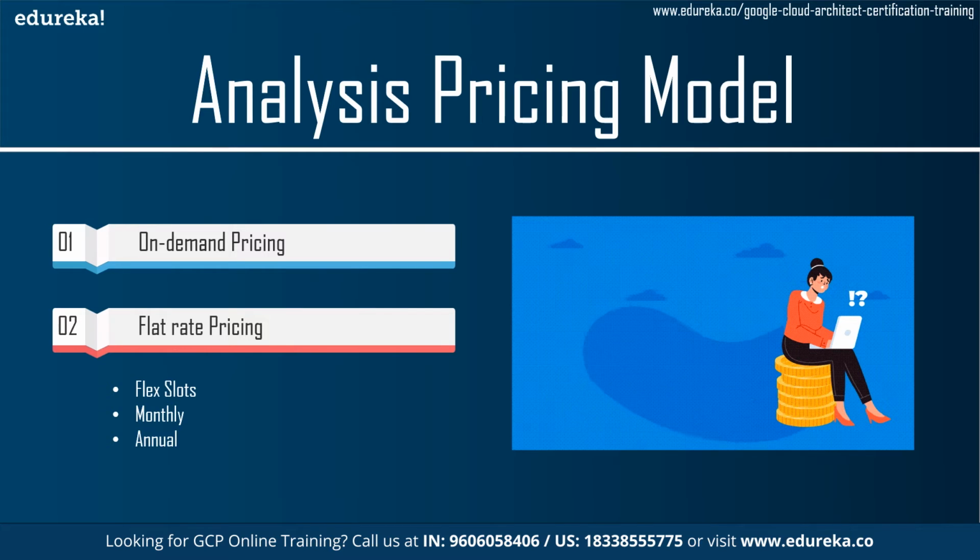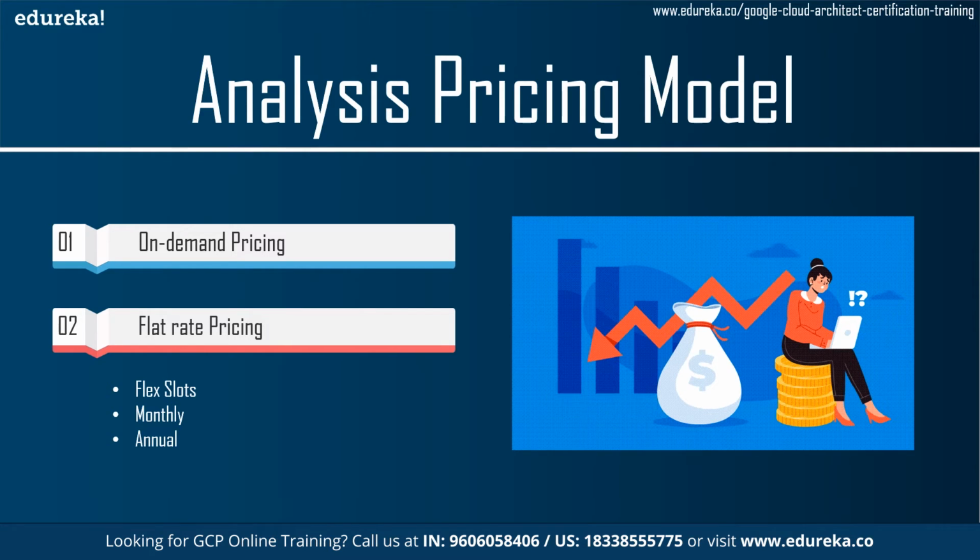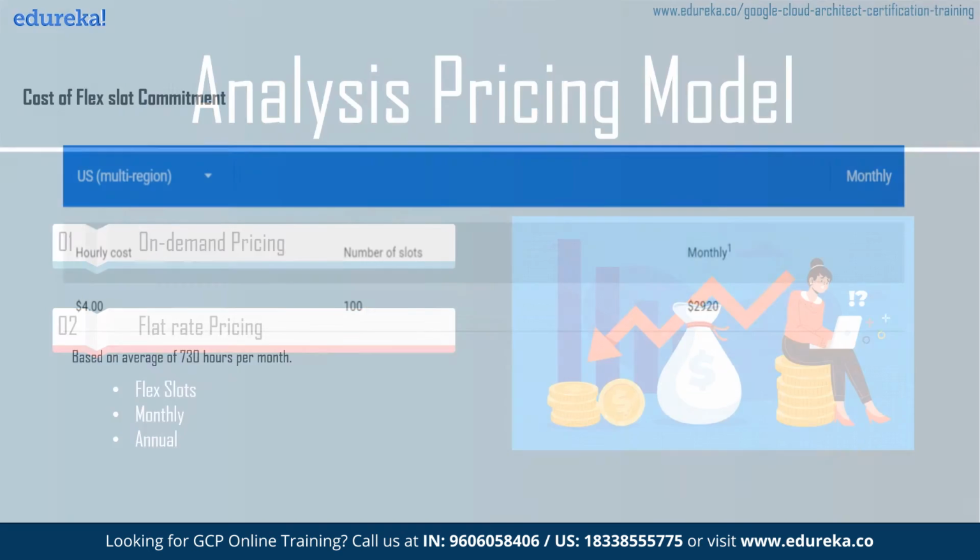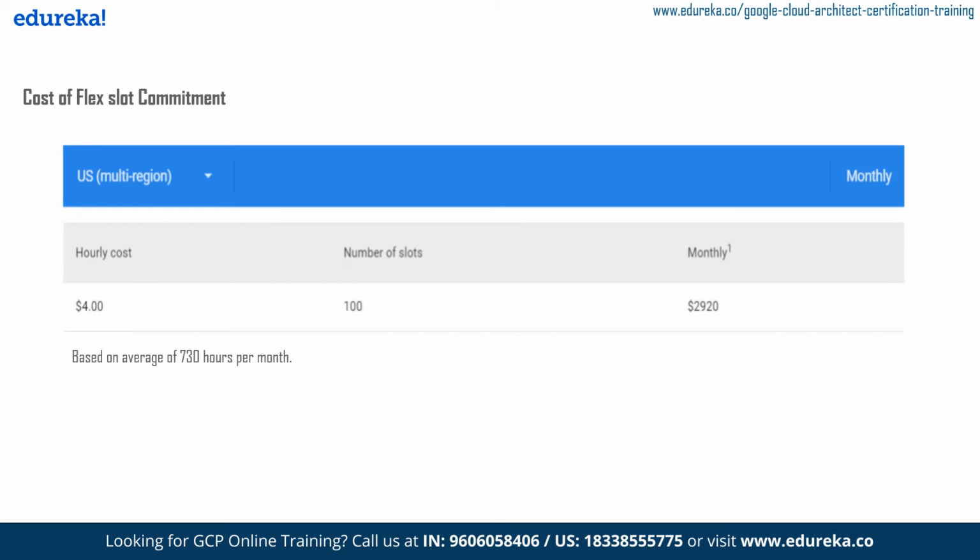However, once your commitment purchase is successful, your capacity is guaranteed until you cancel it. The following table shows the cost of the flex slot commitment. Here you can see its hourly cost. Now you can see $4 for 100 slots and the monthly charges of $2,920 based on an average of 730 hours per month.